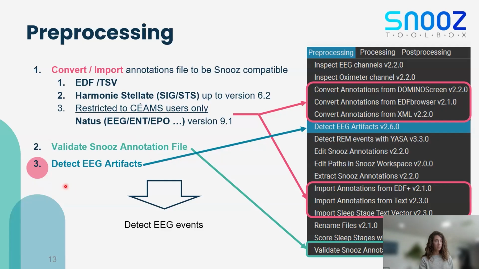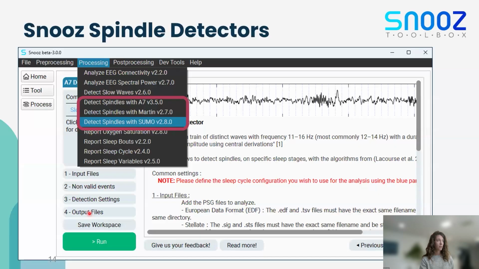The final step, especially important before detecting slow waves, is the EEG artifact detection. All these tools are grouped in the pre-processing category of the Snooz toolbox menu. These pre-processing steps won't be covered today, but all the necessary information is available in the documentation. Otherwise, you can always contact us.